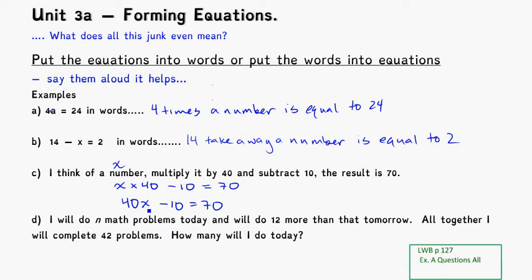And again, maybe you can say the answer to this, maybe you can't, but you could always try stuff. Well, 40 times 1 minus 10, that doesn't work. What about 40 times 2? That's 80. Minus 10 gives me 70. So x must be 2. There's your answer.